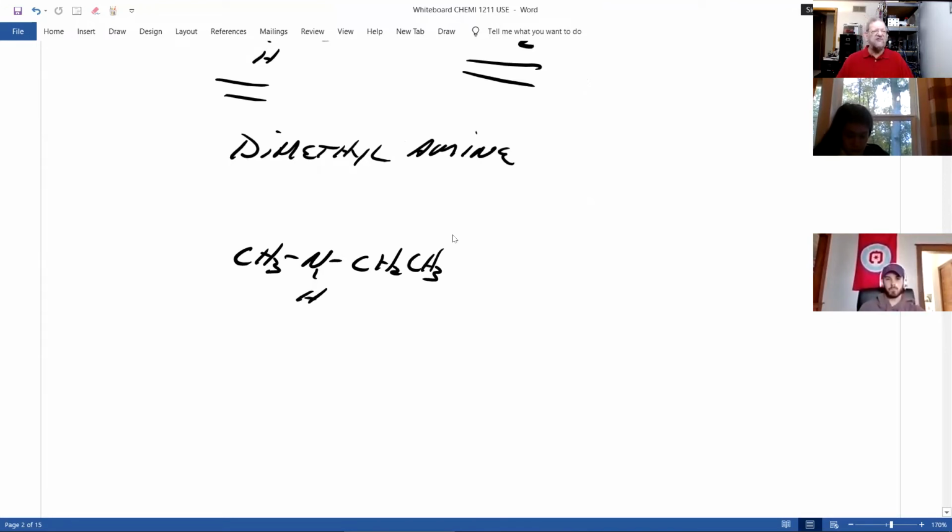And since I haven't shared any fun with you yet today, I'm going to let you give the common name for this structure. And give me a thumbs up when you're done.